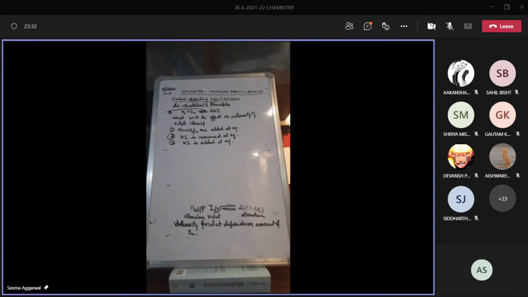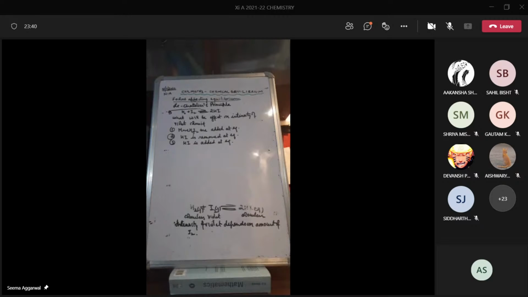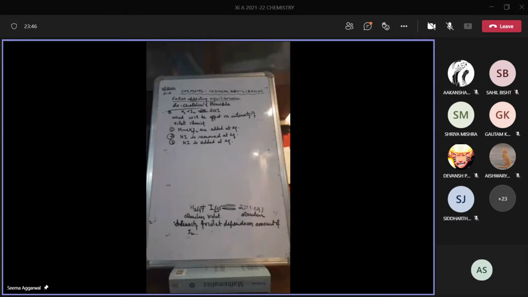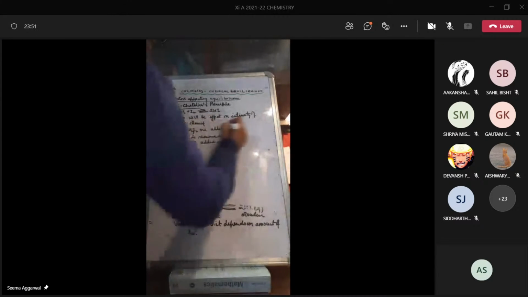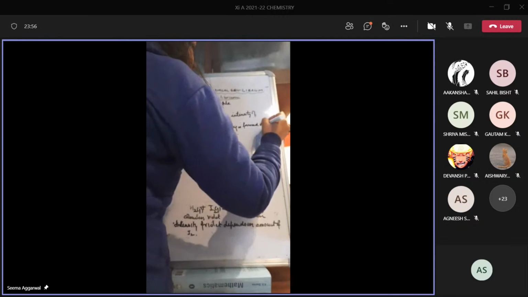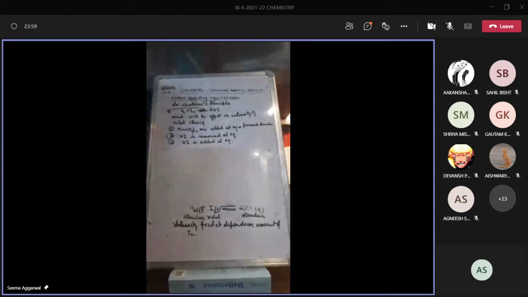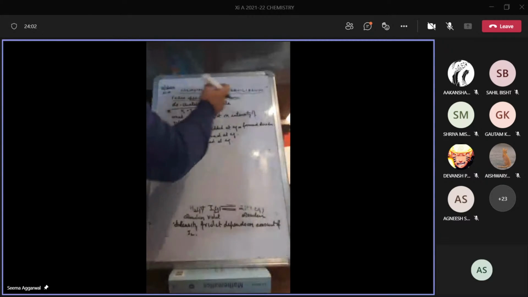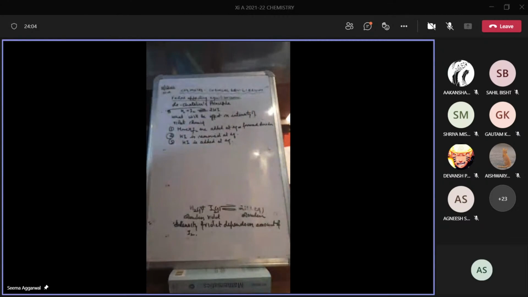Now first part: if I am adding more amount of reactants at equilibrium, what will be the direction of the reaction? Shreya. Ma'am, forward. Forward. So what will be the intensity of violet color? The reaction will proceed in the forward direction. So what about the violet color? Will it increase or decrease? Forward means they are reacting to form HI, and HI is colorless. So what about the intensity of violet color, Shreya? Will it be more or less?